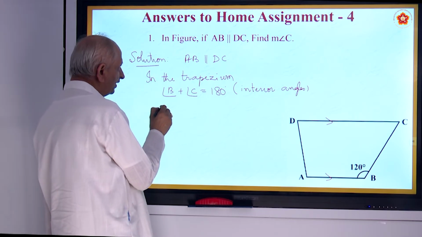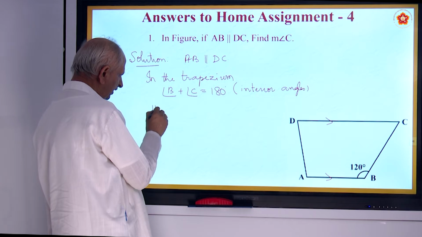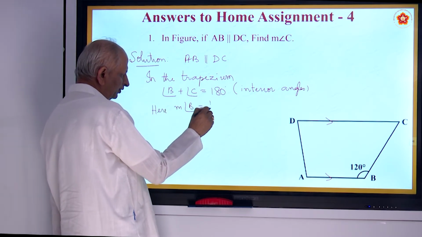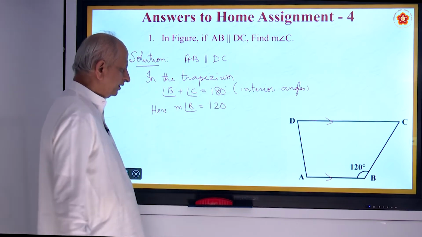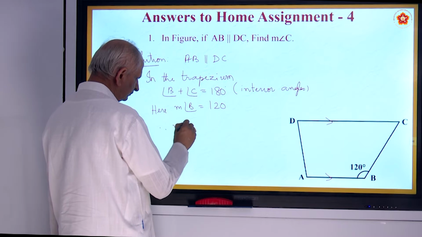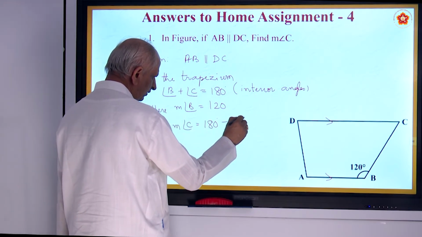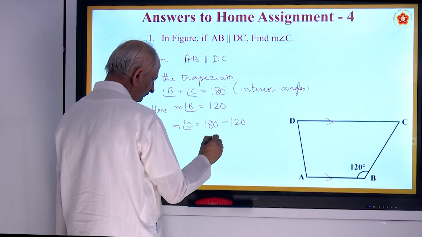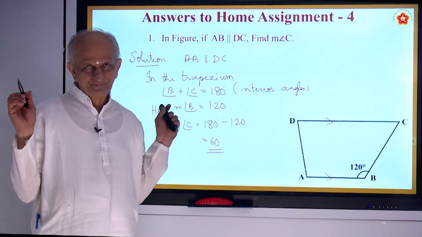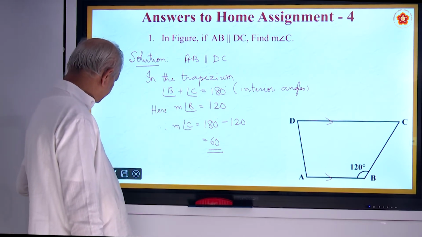Therefore, here B is given as how much? 120. Here, the measure of angle B is equal to 120 degrees. Now, they are asking the measure of angle C, 180 minus 120, that is equal to 60 degrees. So, angle C becomes 60 degrees. Correct? Got it? Very nice. We will pass on to the next problem.